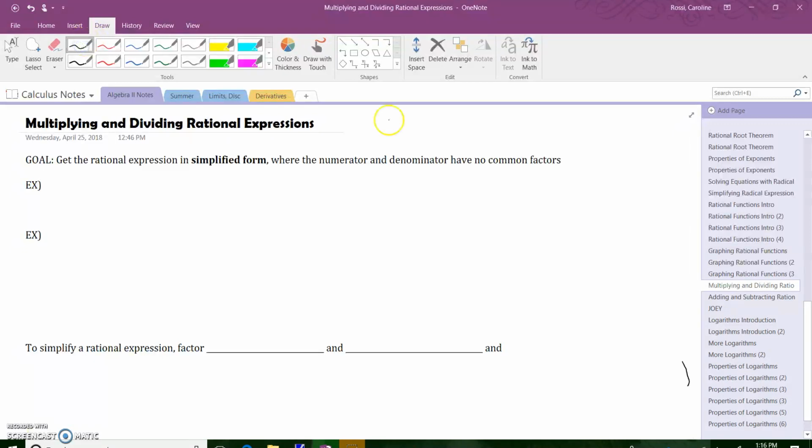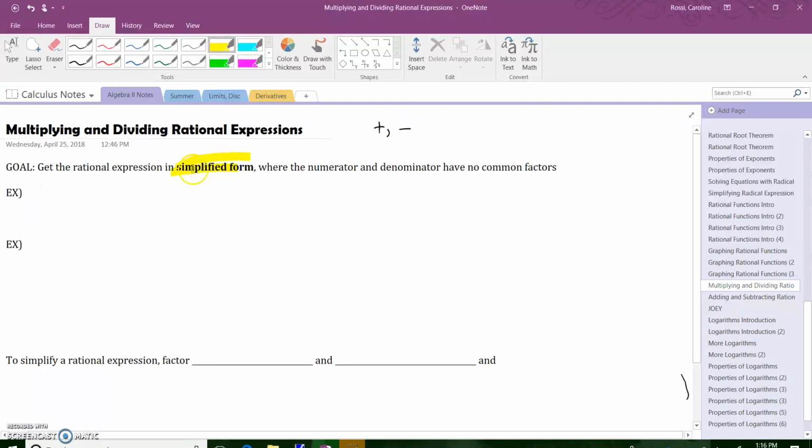So our main goal will be multiply, divide. We'll also be adding and subtracting. That will come next. Multiplying and dividing is much easier and simpler. So the next 2 days will be a little bit quicker. The adding and subtracting is a little bit more involved. So our goal here is to always get our rational functions in simplified form.